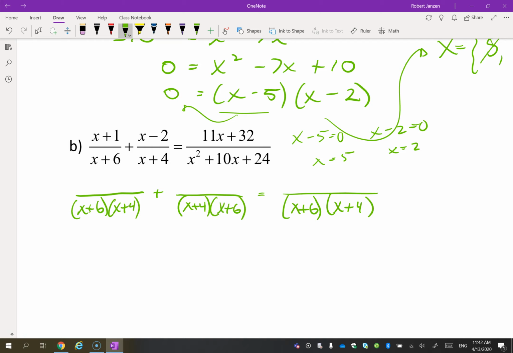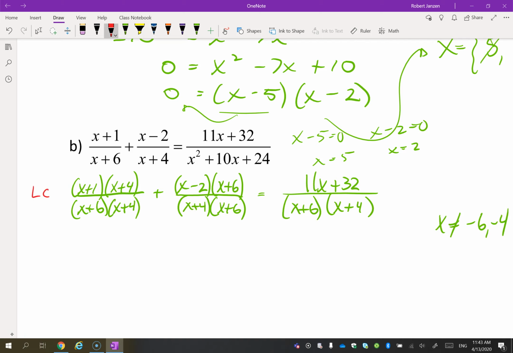So what have I done to the first fraction? Well, there was an x plus 1 there, but I multiplied by x plus 4. What did I do to the second fraction? There was an x minus 2 here, but I multiplied by x plus 6. And what did I do to the third fraction? I didn't change it. Okay? So, x can't be negative 6, negative 4.